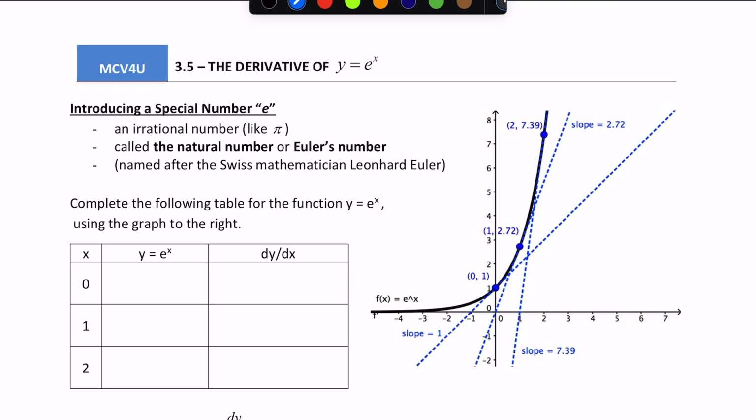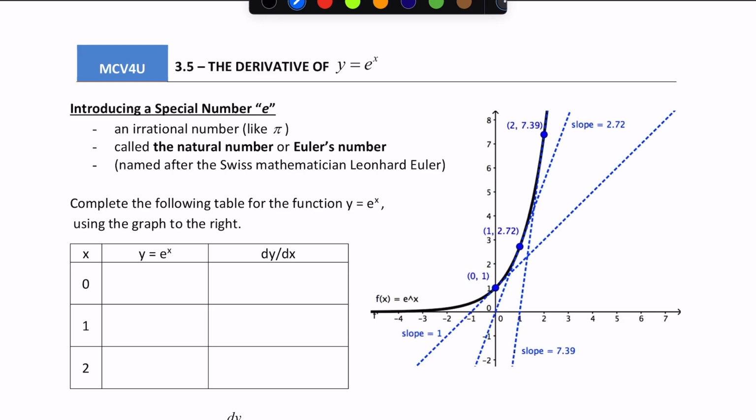So what is e, or this special number e? It's an irrational number like pi, and again, it's called the natural number or Euler's number. It's named after the Swiss mathematician Leonhard Euler. So here let's take a look at e to the power of x.